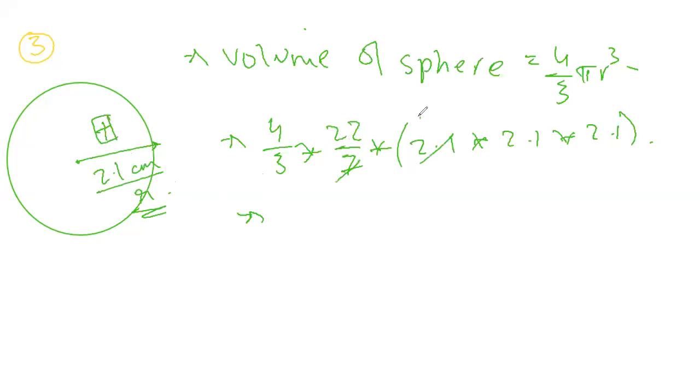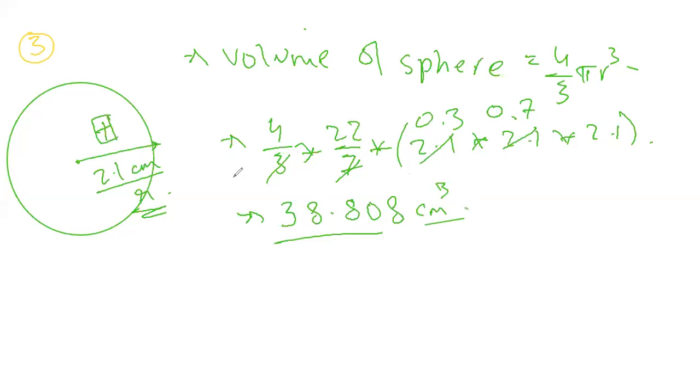So 7 threes are 21, and 3 sevens are 21. So by solving this big sum we get 38.808, and do not forget the units, which are centimeter cube. So our volume units are written, our final calculation is written, and we'll move on to our second part of the question of the third sum.